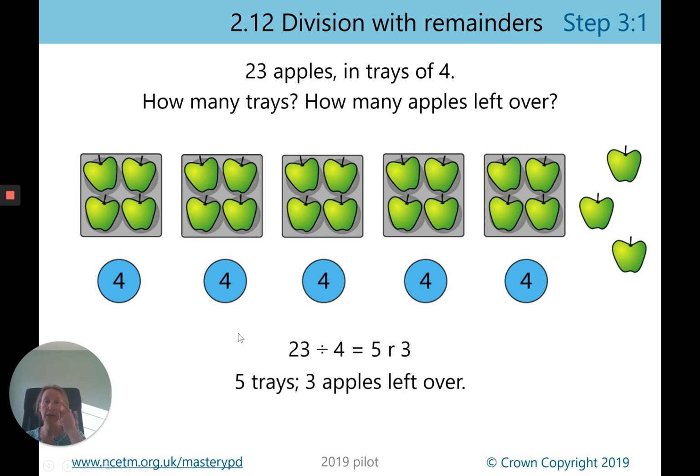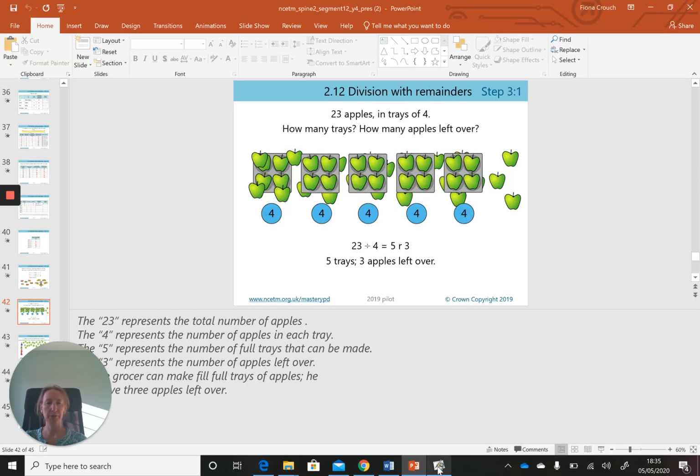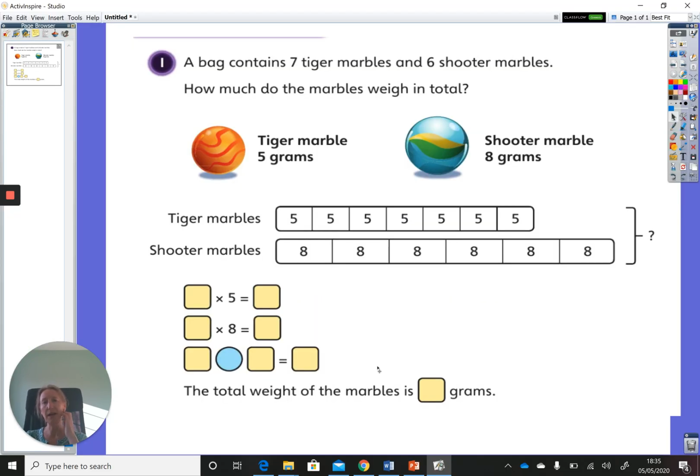So how many trays are there? There are 5 trays, and how many apples are left over? 3. And you would have to answer both parts of that question in order to get it right. So if I just show you another example, I'm just going to flick over here. And this says a bag containing 7 tiger marbles and 6 shooter marbles. How much do the marbles weigh in total?